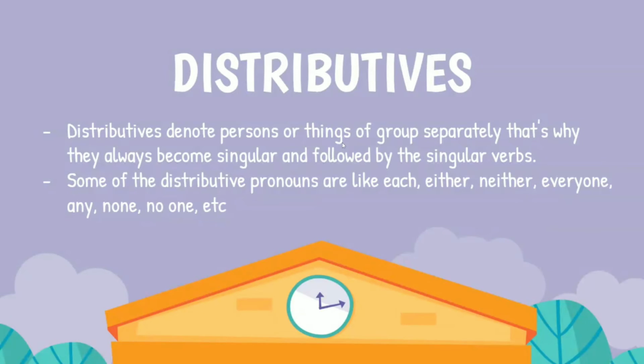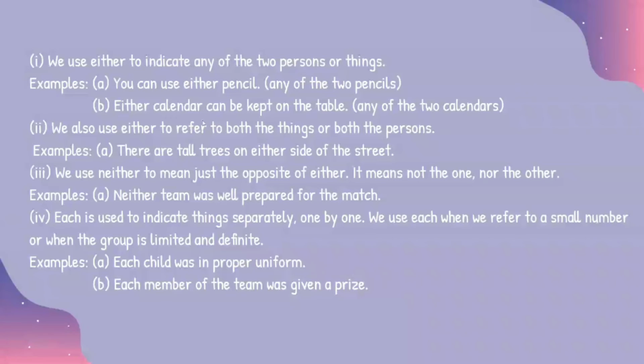Distributives. Distributives denote persons or things of a group separately. That's why they always become singular and are followed by singular verbs. So distributives denote a group of persons but they are always singular. Some of the distributive pronouns are each, either, neither, everyone, any, none, no one, etc.